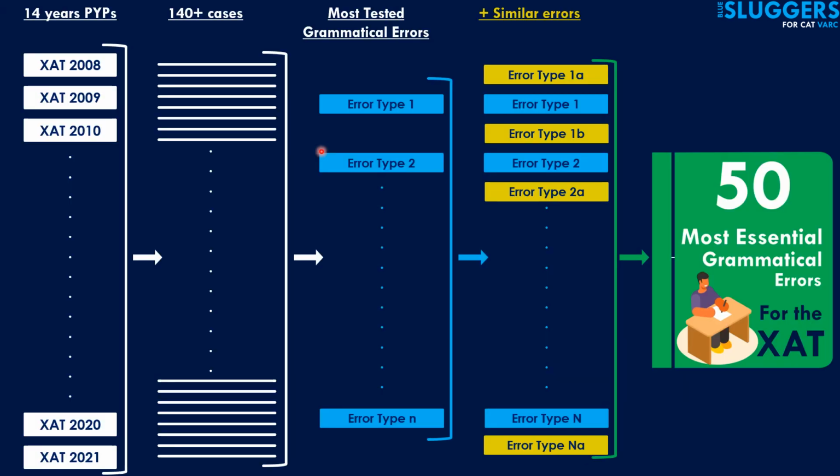Right now, let's jump into error type 27 of the series 50 most essential grammatical errors for the XAT. However, I would like to first state that this is not just a random list of 50 grammatical errors that we have just come up with. There's in fact quite a logical process involved in creating this list, and I've explained that process in detail in a separate video, which you can access by clicking on the link on the top right corner of your video. So this diagram pertains to that. You can watch that if you want.